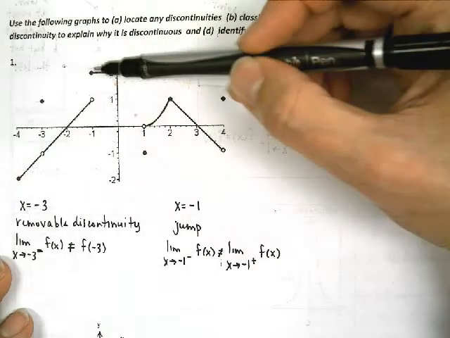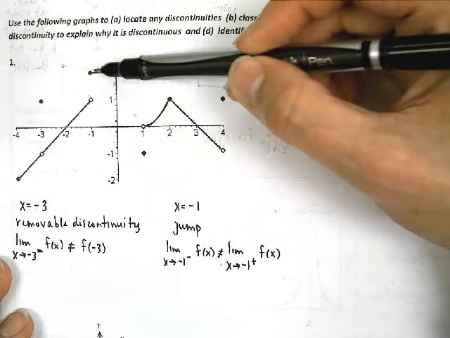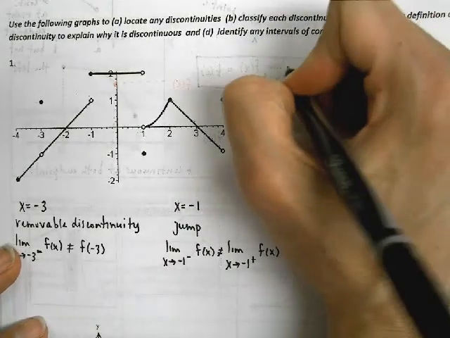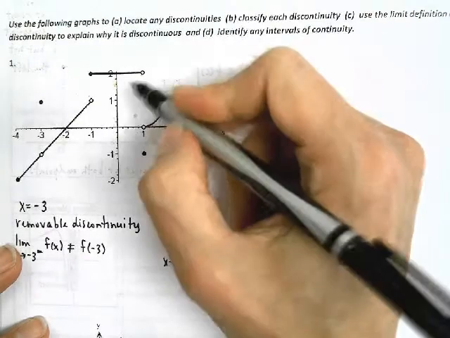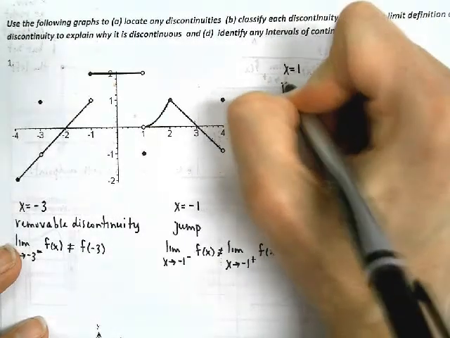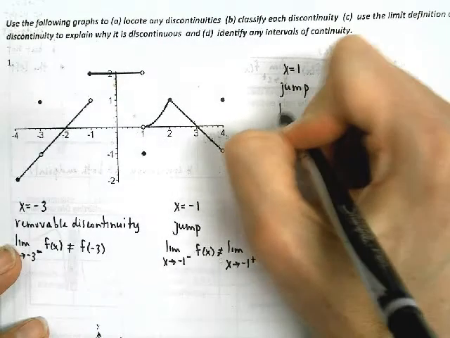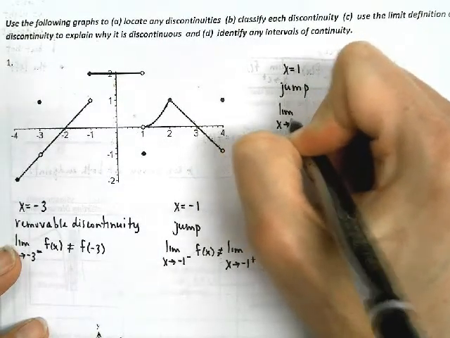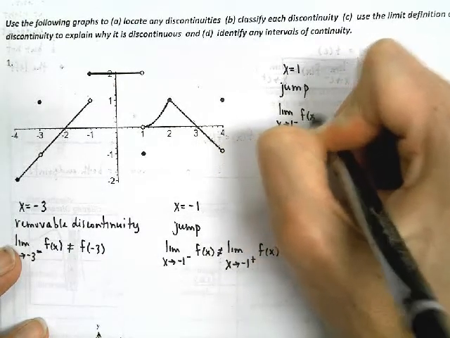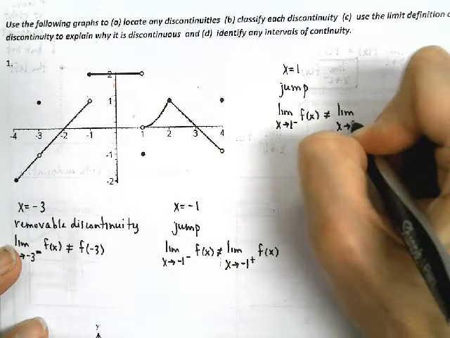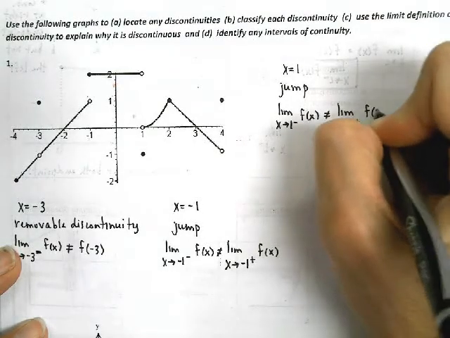All right, so now if I look from -1, my next one occurs at x equals 1. I'm going to jump up here. This one is also a jump discontinuity. Again, I'm going to use my limit definition. I know that the limit as x approaches 1 from the left is not equal to the limit as x approaches 1 from the right.